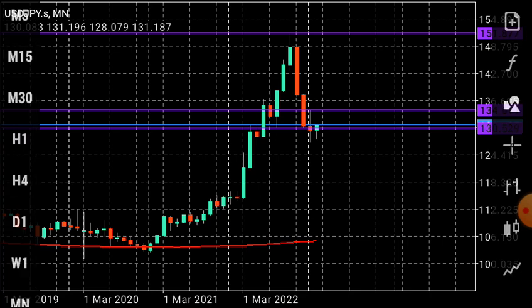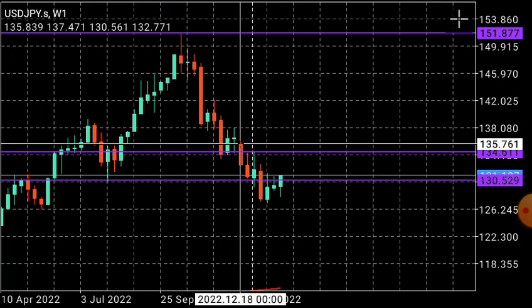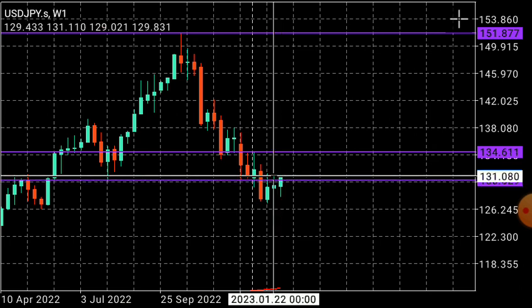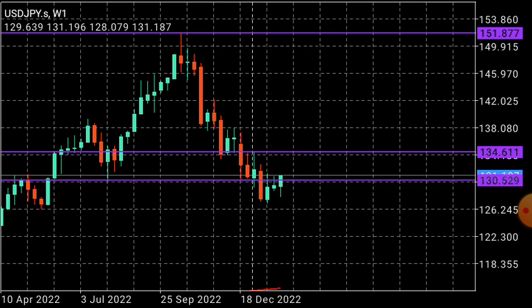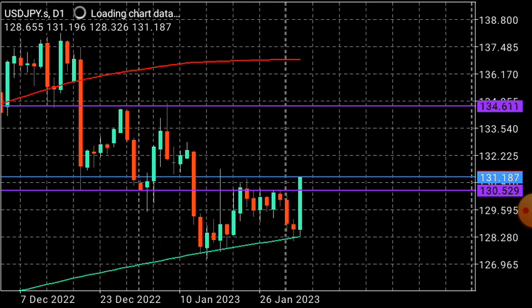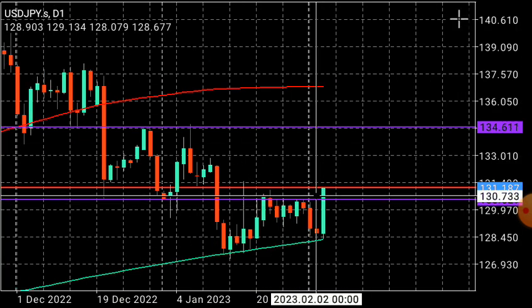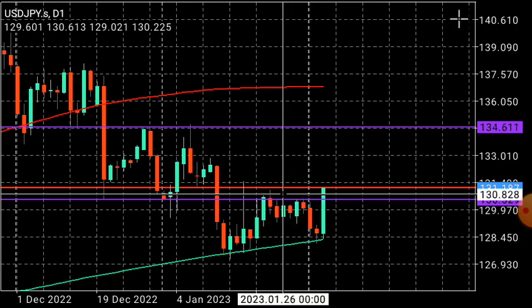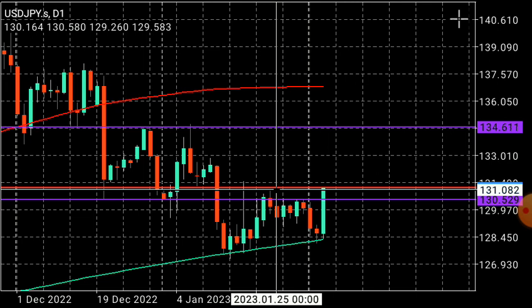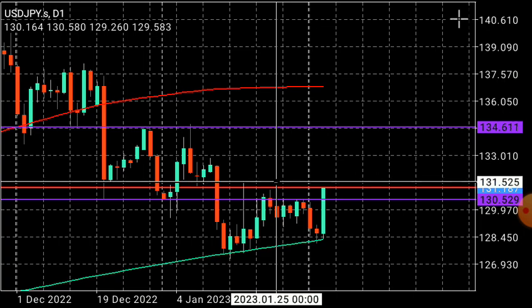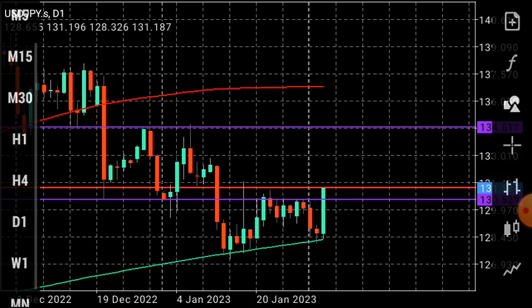Let me jump to the weekly. The weekly candlestick closed bullish and broke the previous high of the previous week, meaning we're still bullish. Continuing to the daily, the daily candle rose and broke out of all the consolidation that we had, broke the previous high of 131.082, giving us confirmation that we might go and target other highs there. Let's go to the 4-hour.